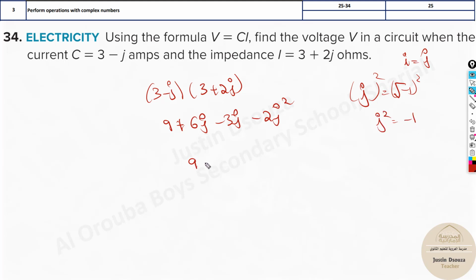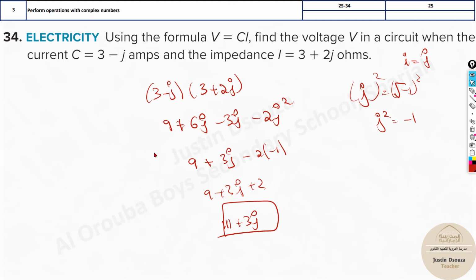So here we have 9 plus 6 minus 3 is 3. So it's 3J. And lastly we have minus 2 times minus 1. So this will become plus 2, 9 plus 3J plus 2, and add them up together, it will be 11 plus 3J. This will be the final answer.